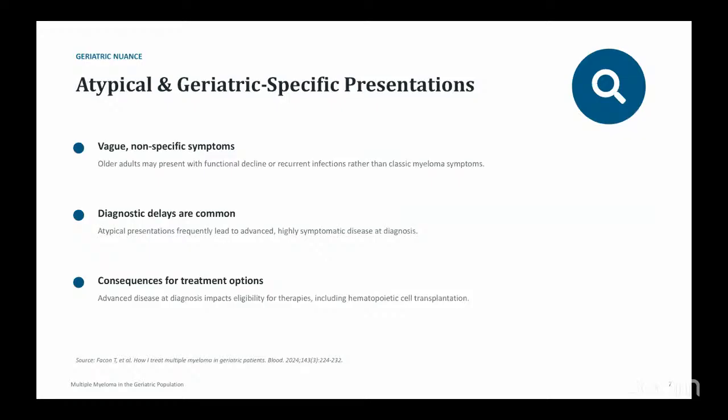Moving on to the next slide. Even though those were the most common presentations, sometimes the geriatric population could present with vague, non-specific symptoms, leading to diagnostic delays and, unfortunately, a presentation with advanced disease, impacting eligibility for therapies, including hematopoietic cell transplantation.